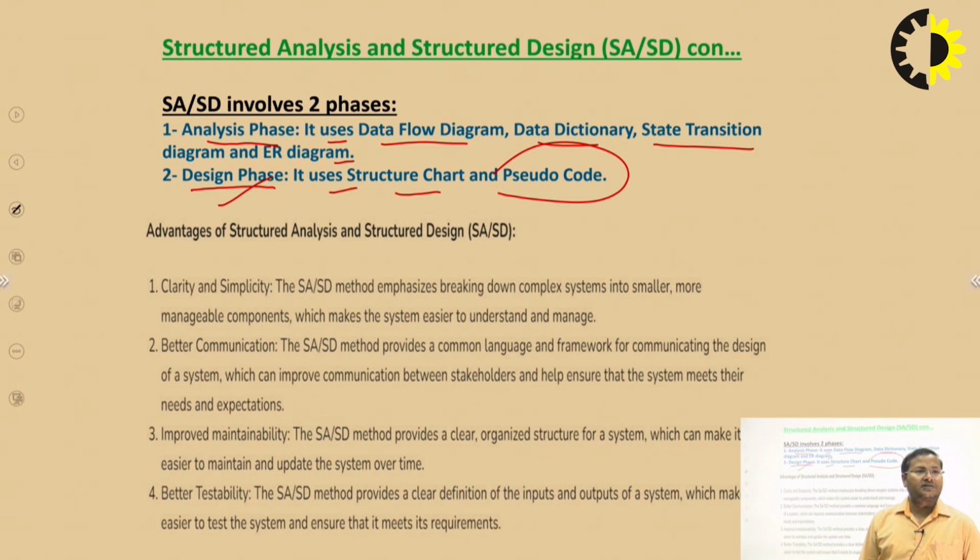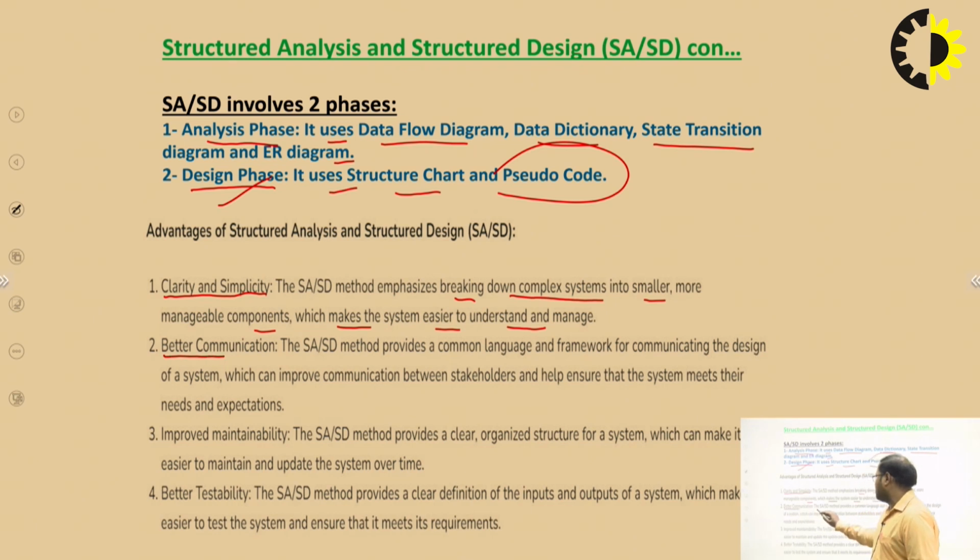Advantages of structure analysis and structure design. The first advantage is clarity and simplicity. The SASD method focuses on breaking down the complex system into smaller, more manageable components, which makes the system easier to understand and manage. So we can say clarity and simplicity is improved.